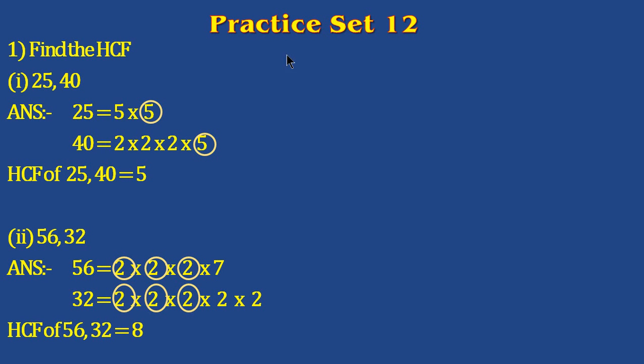Now in the last class we have studied about HCF, highest common factor. Now we'll solve the sums based on that. Two numbers are given, 25 and 40.